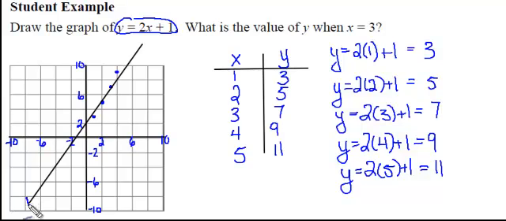Make sure that you do draw the arrowheads on the end of this line, to show that that line continues. The next part of the question asks, what is the value of y when x equals 3? Well, we can look right back at our table of values, and we can see that when x equals 3, y equals 7.